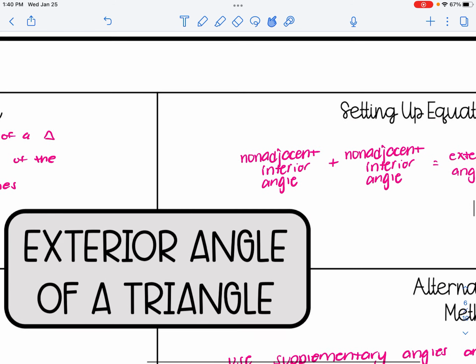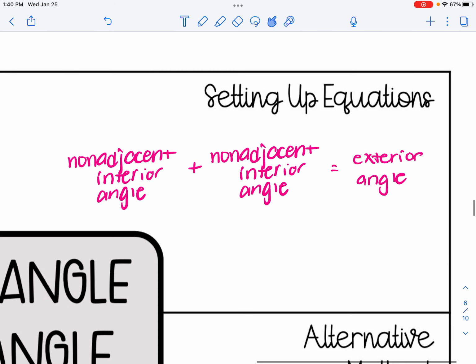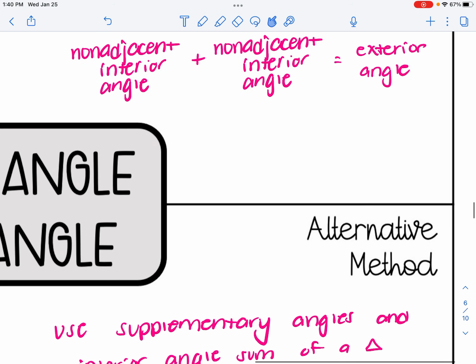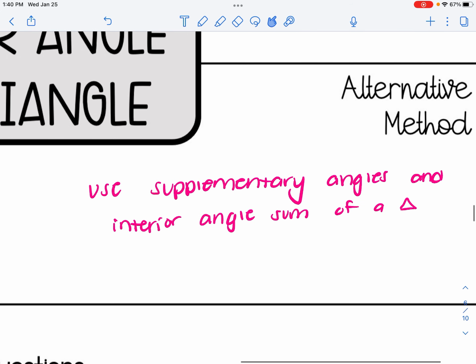And over here I have what that looks like in an equation format. The first non-adjacent interior angle plus the other non-adjacent interior angle is equal to the exterior angle. You will see on a couple problems today that on some numerical problems, ones that do not have the algebra, another simple method would be to use supplementary angles and the interior angle sum of a triangle. So let's take a look at some examples utilizing the exterior angle theorem.